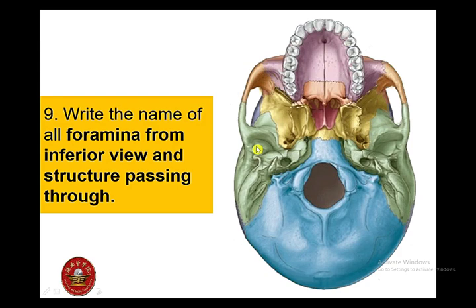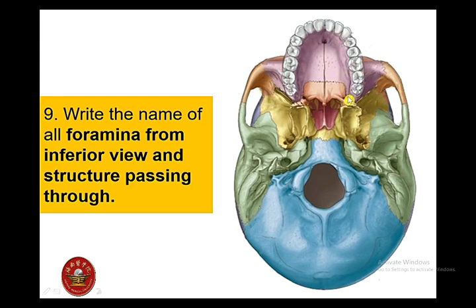Now we got here the next question: all the foramina from the inferior view and the structures passing through. First of all, we can see here the incisive foramina, just posterior to the teeth. It is letting the nasopalatine nerve and the sphenopalatine vessel pass through.